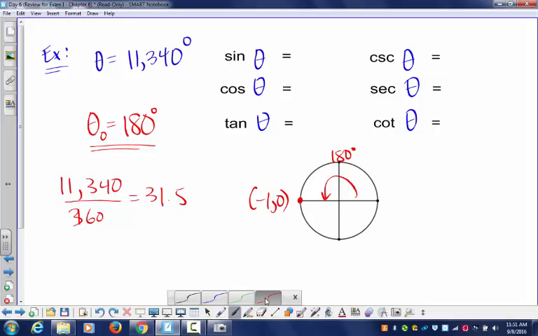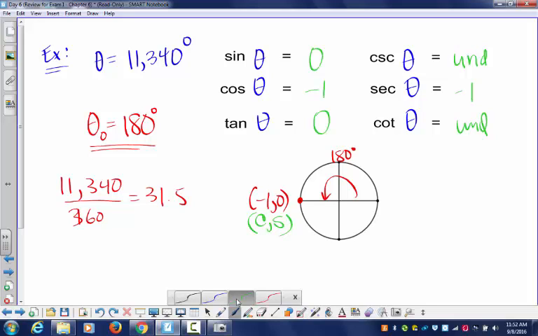All the rules still apply. That's still cosine, comma, sine. Has not changed. So what's sine? 0. And what's cosine? -1. And what's tangent? 0. Good. Cosecant? Undefined. Secant? -1. Undefined.